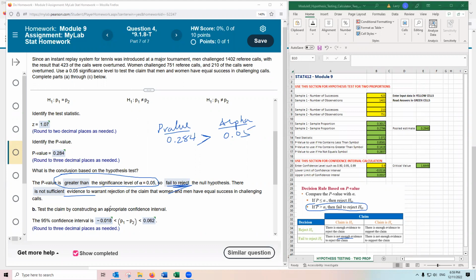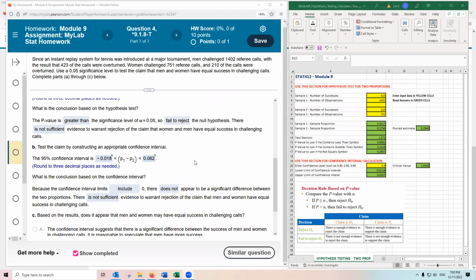All right. Well, now they're asking us a part B to this question. Part B says, test the claim by constructing a confidence interval. So what we're going to do here is come up with a 95% confidence interval. And once we have that confidence interval assembled, we can come to a conclusion just like we did in the hypothesis test. But instead of using the hypothesis test as the basis, we can use a confidence interval as a basis. I'll explain more about that in a second. First, let's calculate a 95% confidence interval.